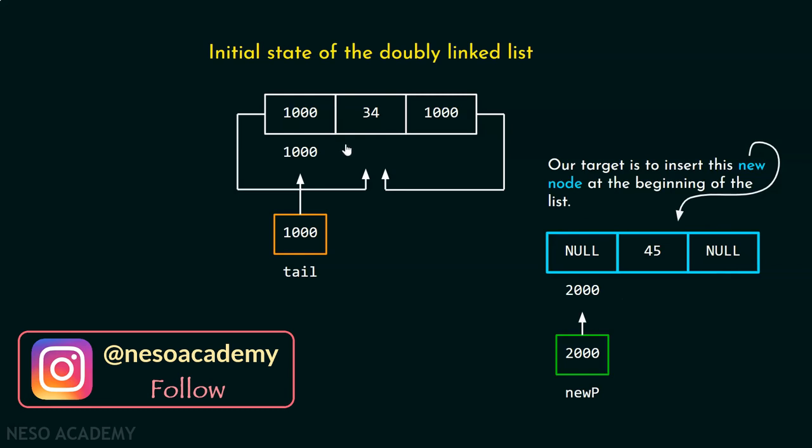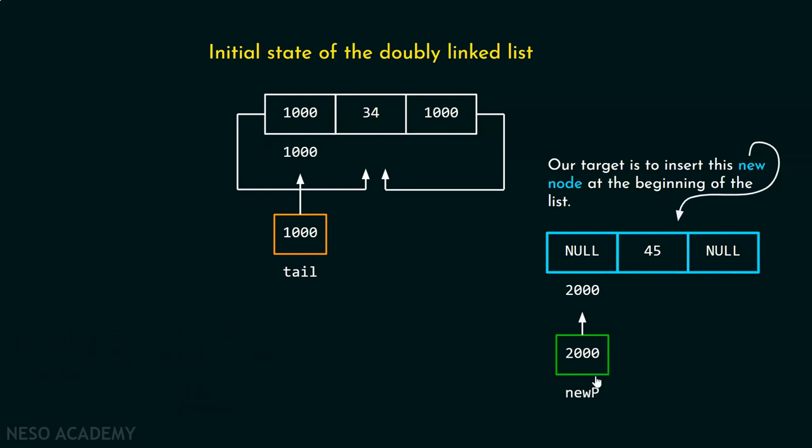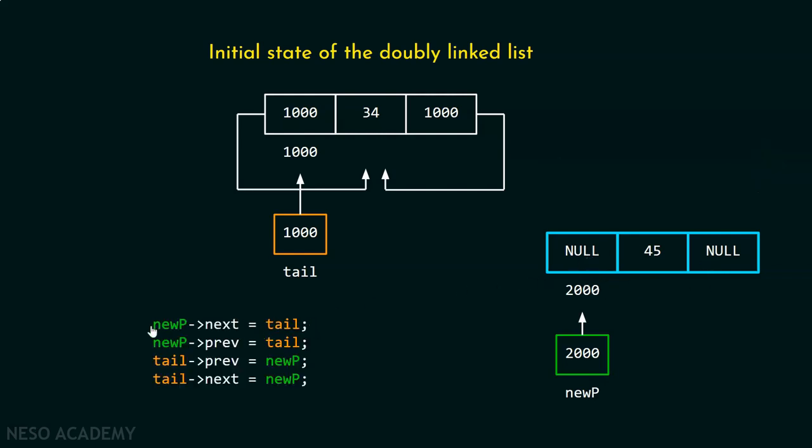We have just one node in the list and we want to insert this new node at the beginning of this node. Here you can see there is some pointer newp pointing to this node as well. Obviously there must be some pointer pointing to the node, right? For this purpose we need these 4 lines of code: newp next equal to tail, newp prev equal to tail, tail prev equal to newp, tail next equal to newp. This is the prev part of the node and this is the next part of the node. You should always remember that, right? These 4 lines of code are required in order to add this node at the beginning of this node.